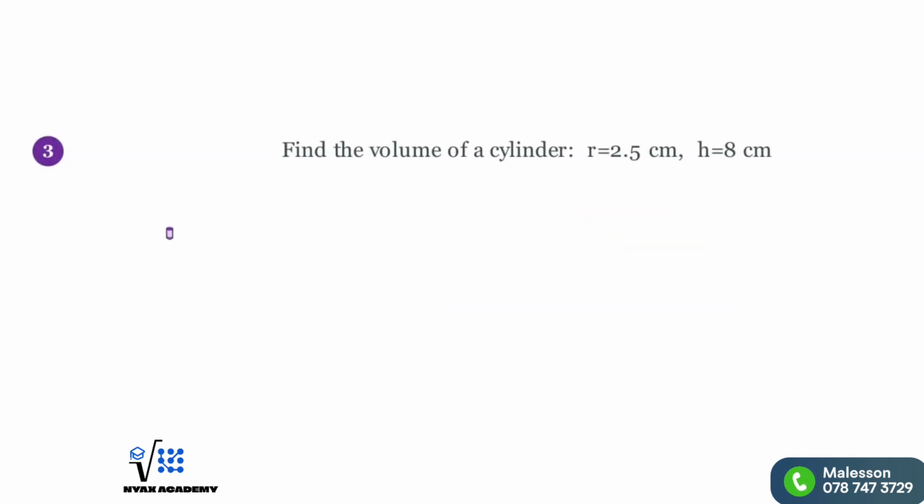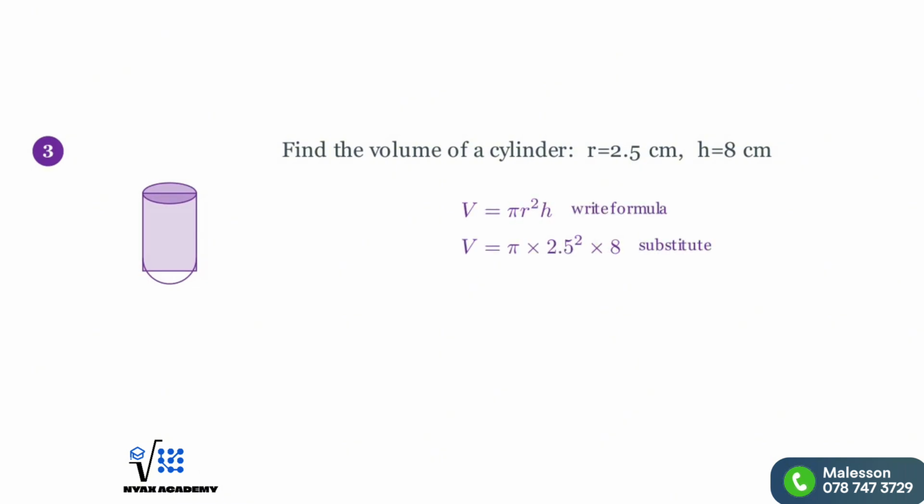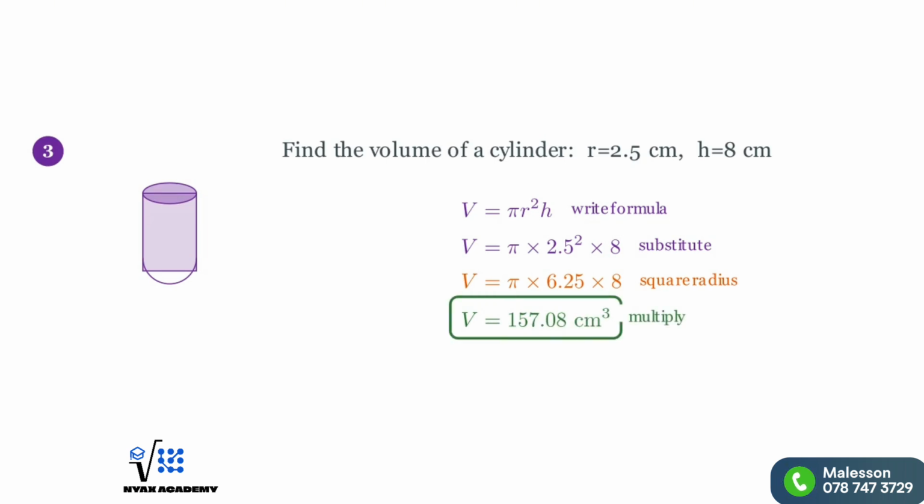For our third example, we are having a radius of 2.5 and a height of 8 centimeters. Substituting into a formula, and don't forget to always square your radius, we get a volume of 157.08 cubic centimeters.